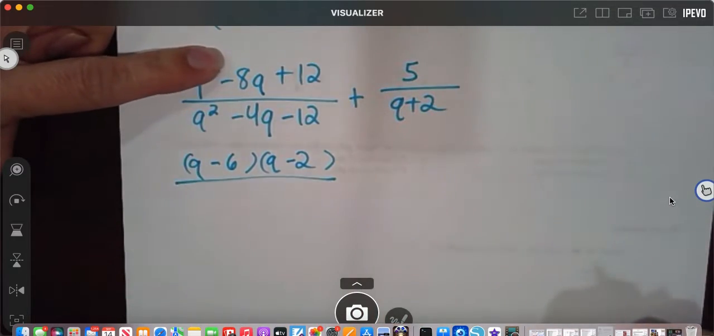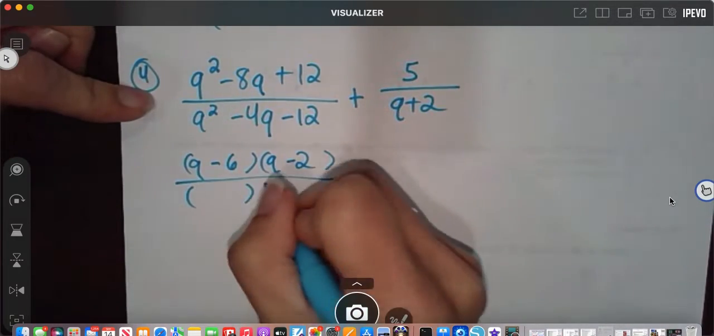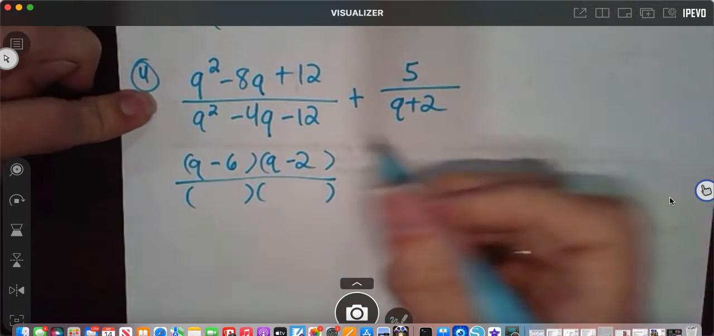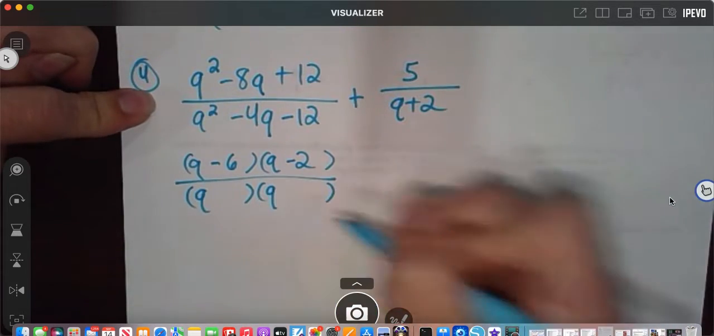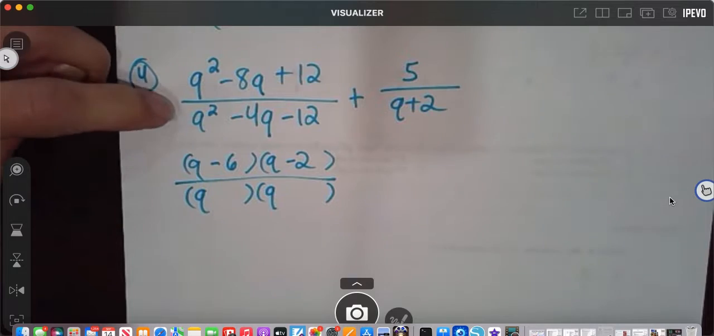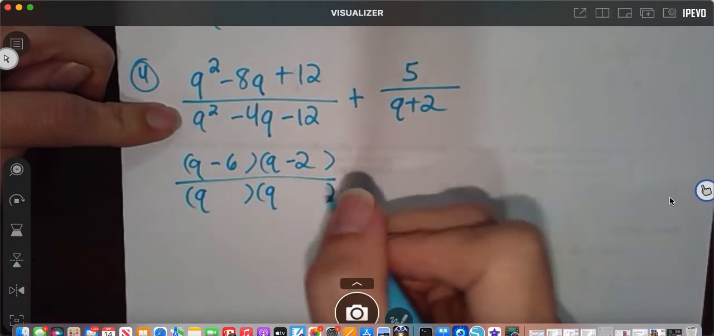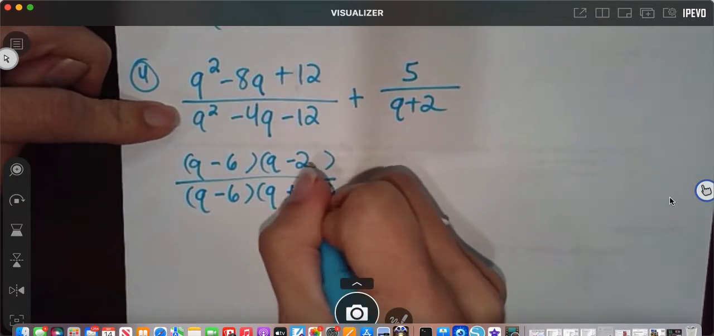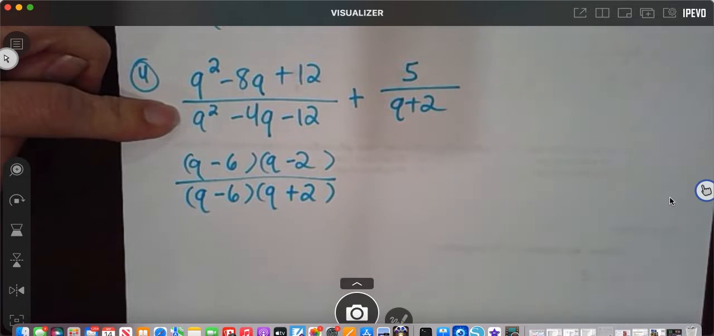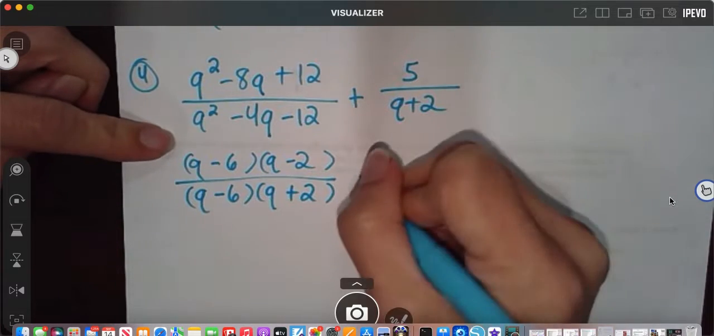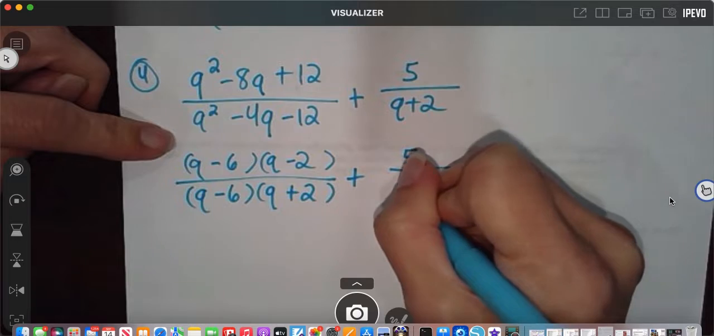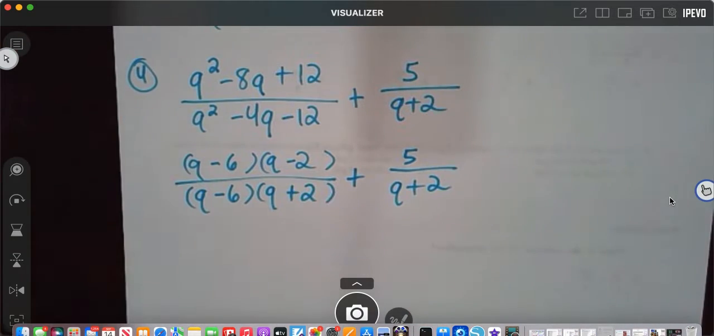And then we do the same thing for the bottom. Yeah, it's going to be the same numbers, just different signs. So I have q and q. So q minus 6 and positive. Yeah, so it's -6 and +2. All right? And then I'm just going to bring this down. I'll wait because I think some are writing.